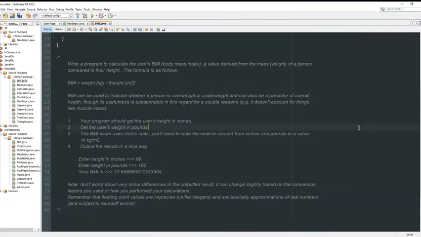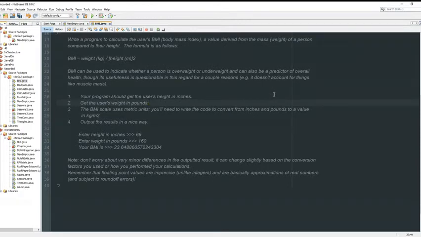Write a program to calculate the user's BMI, body mass index, a value derived from the weight of a person compared to their height. The formula is as follows. BMI is weight in kilograms divided by height squared in meters. Now, order of operations means we have to square the bottom before we divide. It's not like some of the problems where you can go in whatever order and it works. We still have to square before we divide.